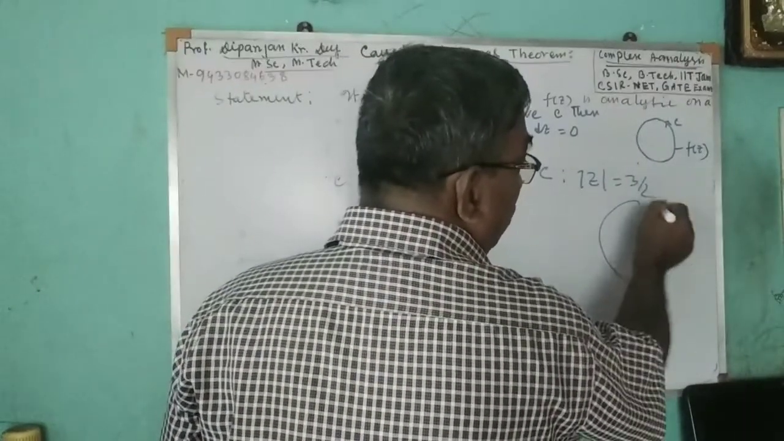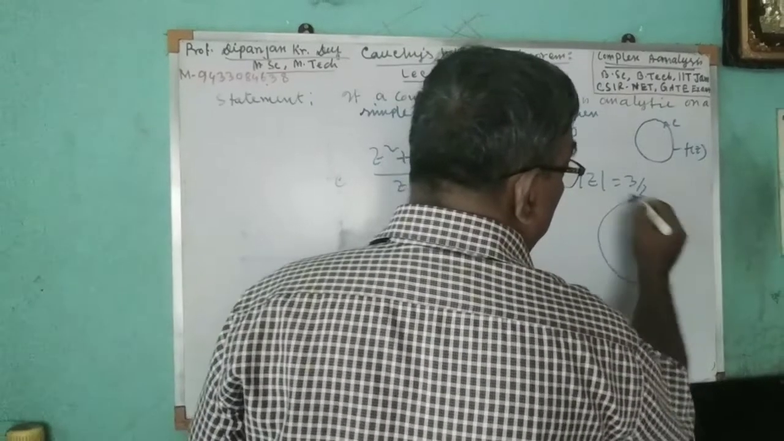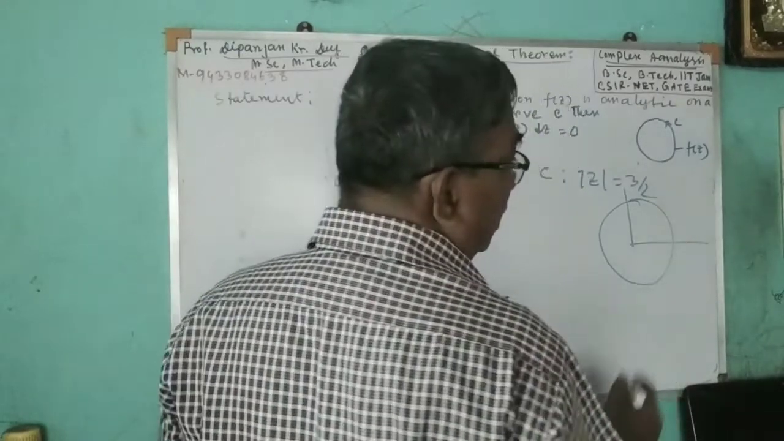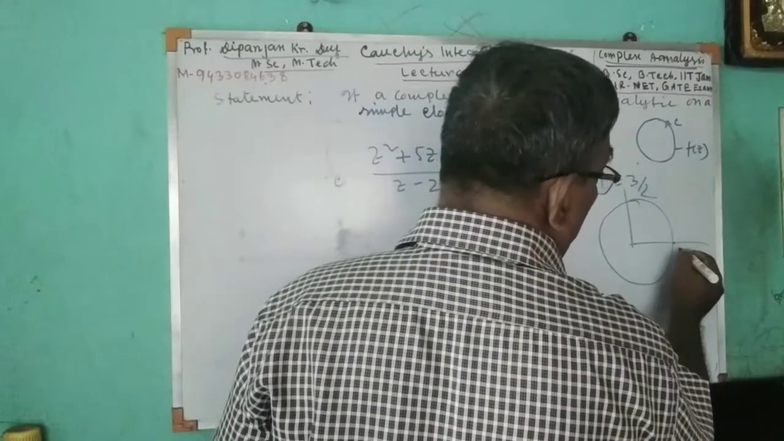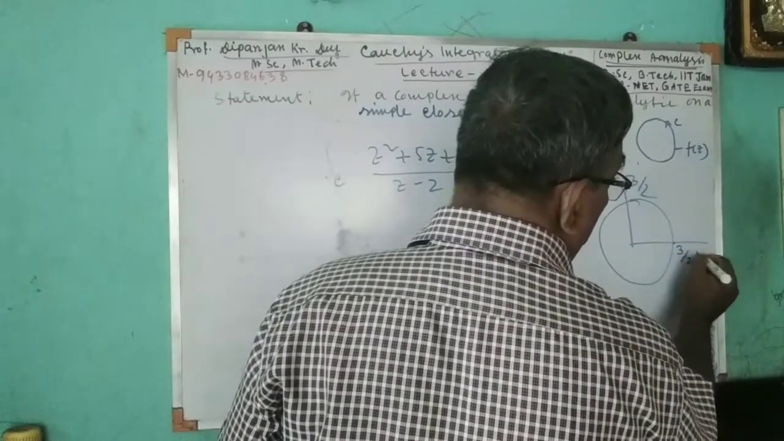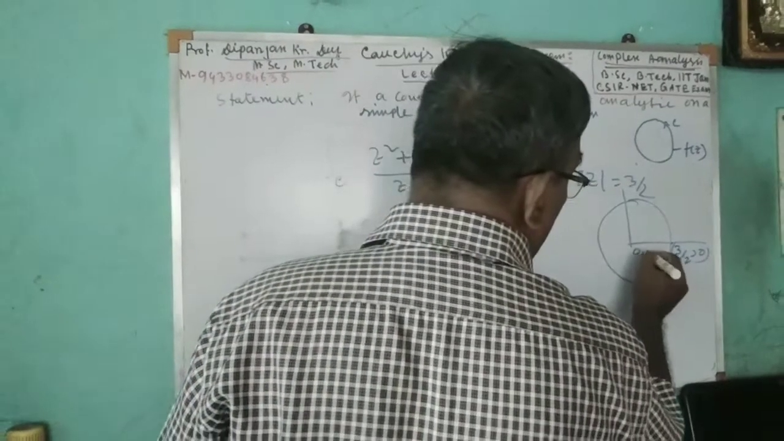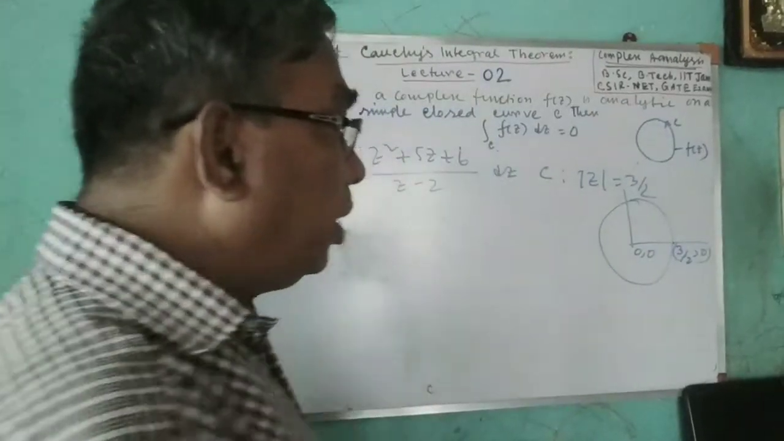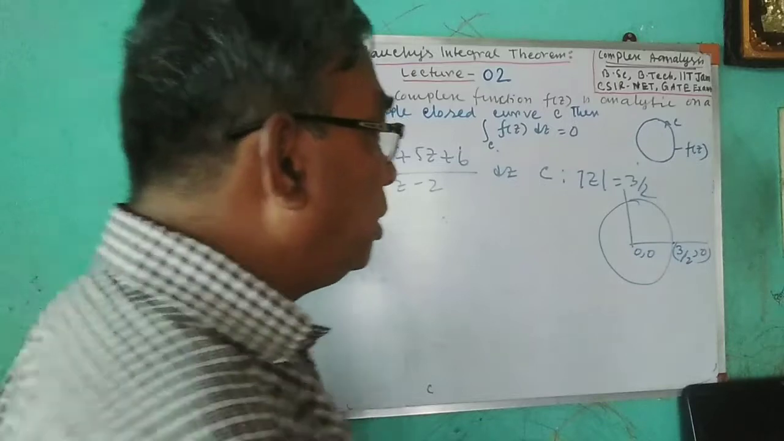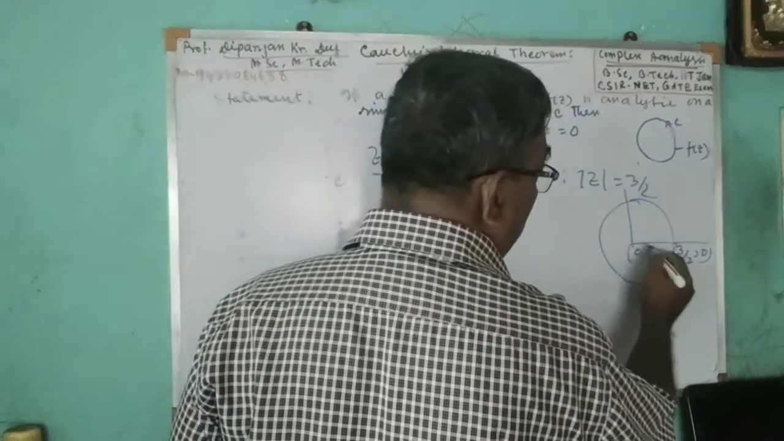Center is 0, 0. This is the center, and mod z has radius 3 by 2. This is 3 by 2 comma 0. So the center is 0, 0 and the radius is 3 by 2, so this length is 3 by 2.